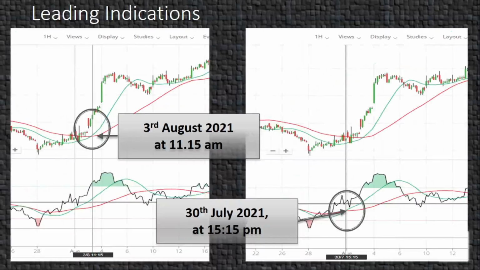Now we will see how the RSI indicator can be used to get leading indications. On 3rd August 2021 at 11:15 am, there was a moving average crossover in the price chart. But this crossover had already happened in the RSI chart on 30th July 2021 at 15:15 itself. That is 2 trading days before, we can expect this crossover to happen in the price.